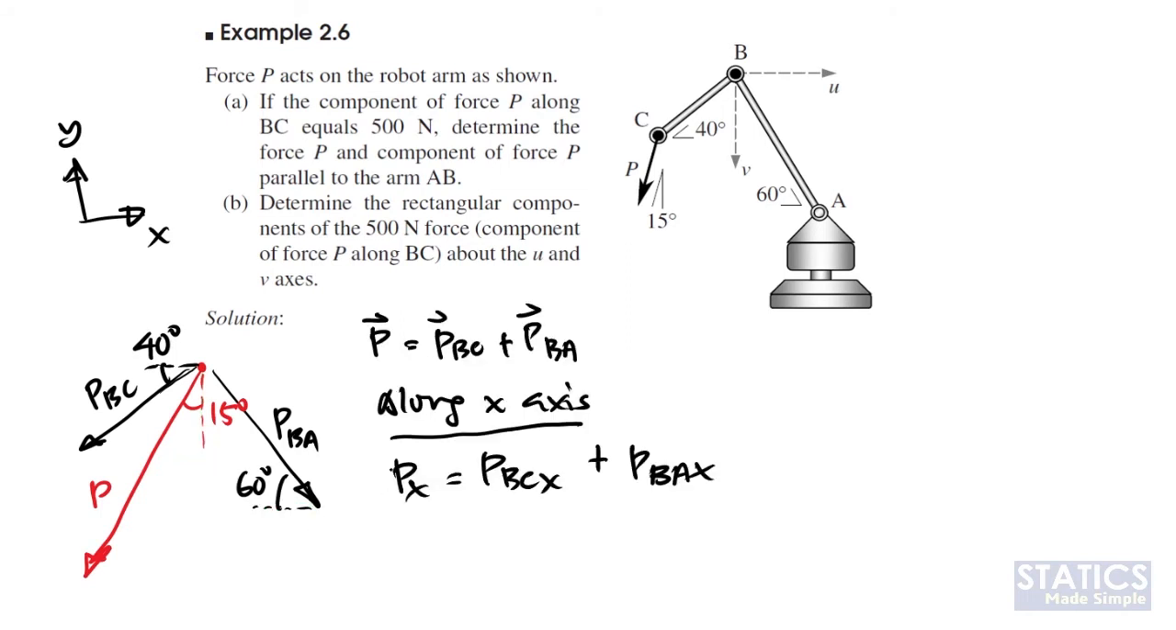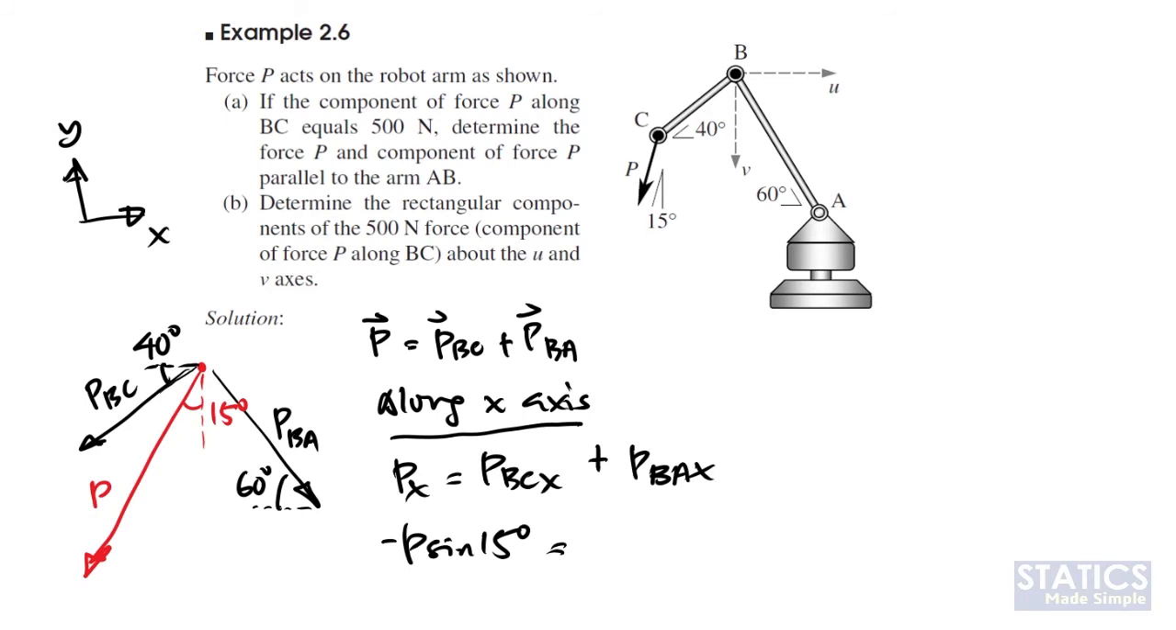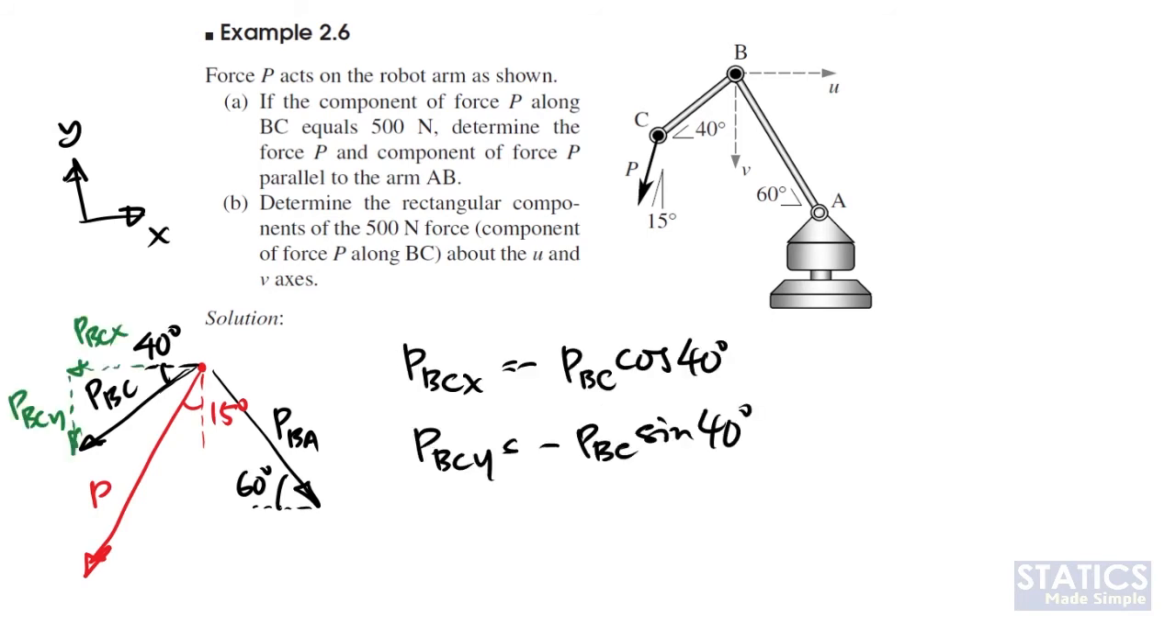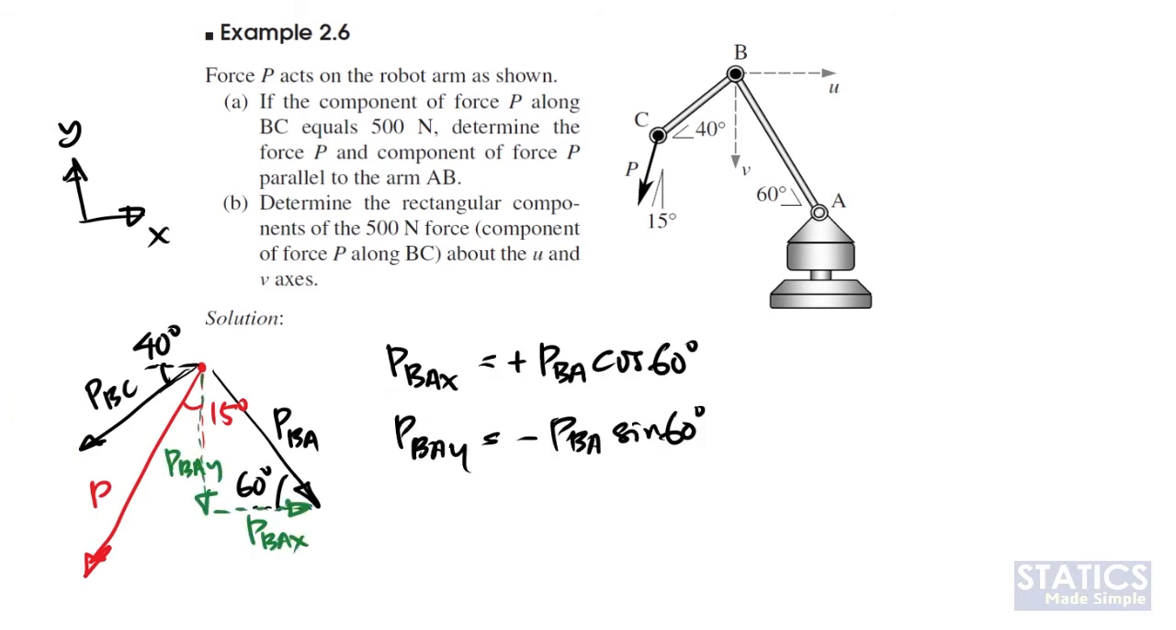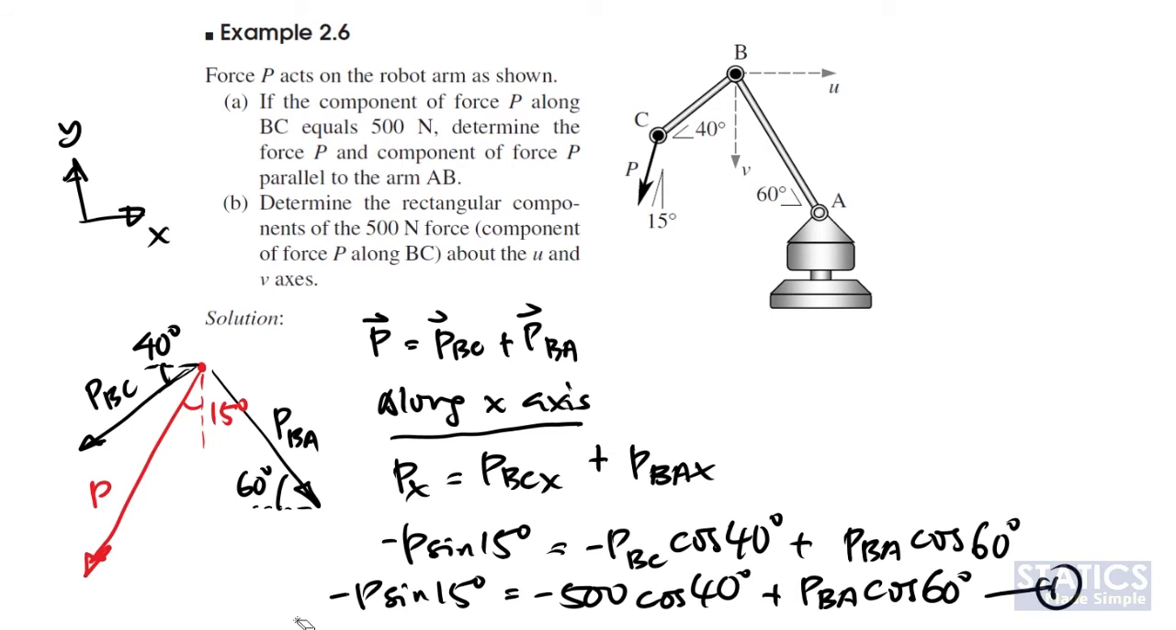We can substitute the values of Px, PBCx and PBAx into this equation. So P along x is minus P sine 15 degrees. PBC along x is equal to minus PBC cos 40 degrees. PBA along x is equal to PBA cos 60 degrees. We can substitute for values that we know. For example, we know magnitude of PBC equals 500 Newton. We have minus P sine 15 degrees equals minus 500 cos 40 degrees plus PBA cos 60 degrees. So this will give us the first equation.